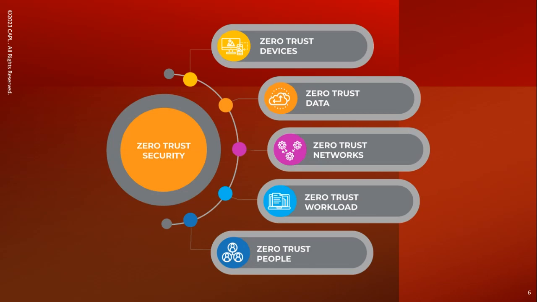Now, these principles basically lay a groundwork for building your zero trust architecture. There are several focal points in your organization when you're trying to implement a zero trust environment. So it is your devices, the data, the network itself, the workload, and most importantly, the people.